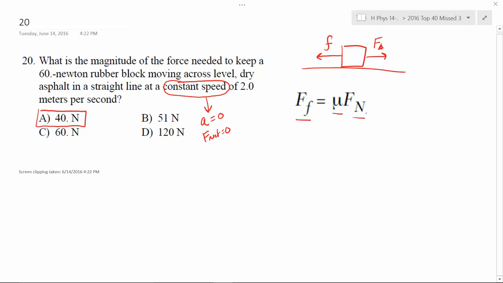Now, in many cases, a box on a surface, for example, the normal force is exactly equal in magnitude to the weight force. There are times where it's not. For example, if you're pushing down on the block while trying to pull it sideways, or maybe you're on an inclined plane, ramp, something like that. But here it's a level surface, so that's the same as the weight force. So I know that that number is 60 newtons. They gave that to us in the problem. So we just need to know what this mu is, this coefficient of friction. So we can look that up on the table.